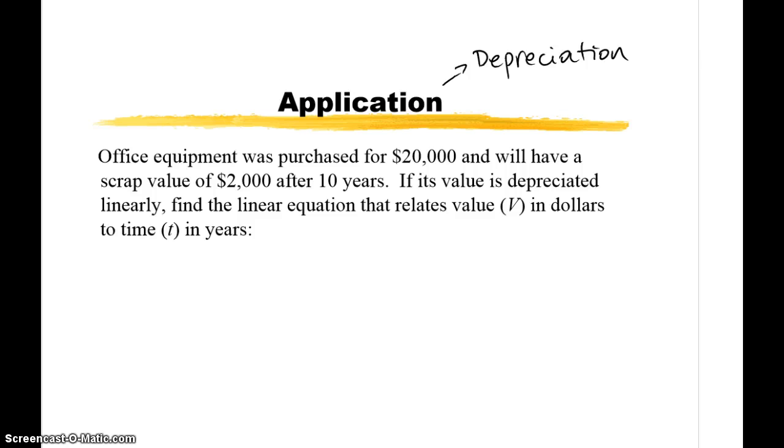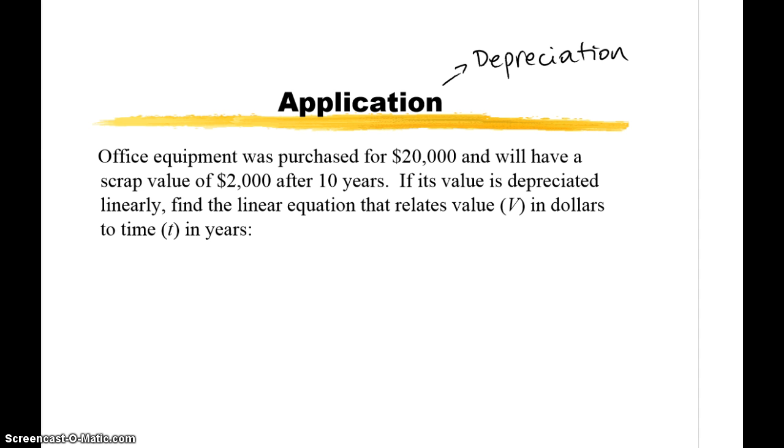We have office equipment that was purchased for $20,000, and it says that it will have a scrap value of $2,000 after 10 years. Well, if its value is depreciated linearly, find the linear equation that relates value, V, in dollars, to time t in years.